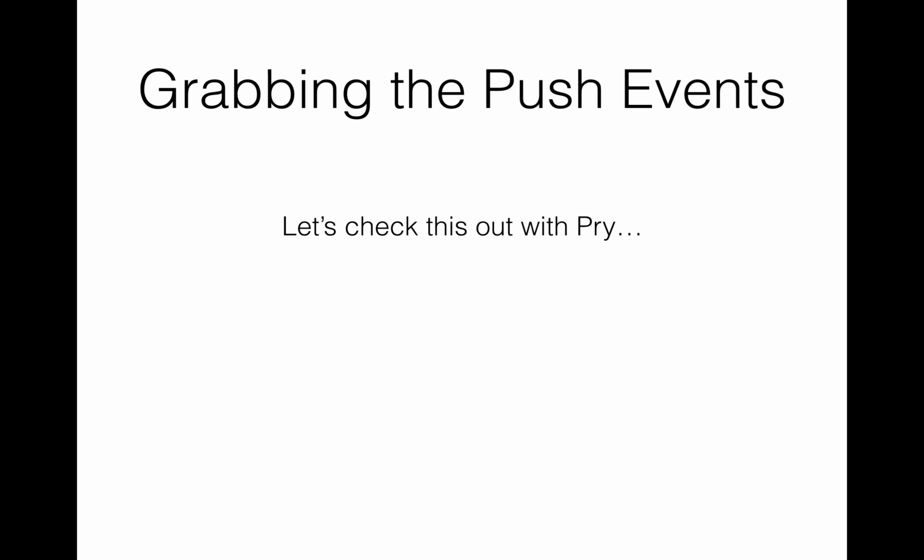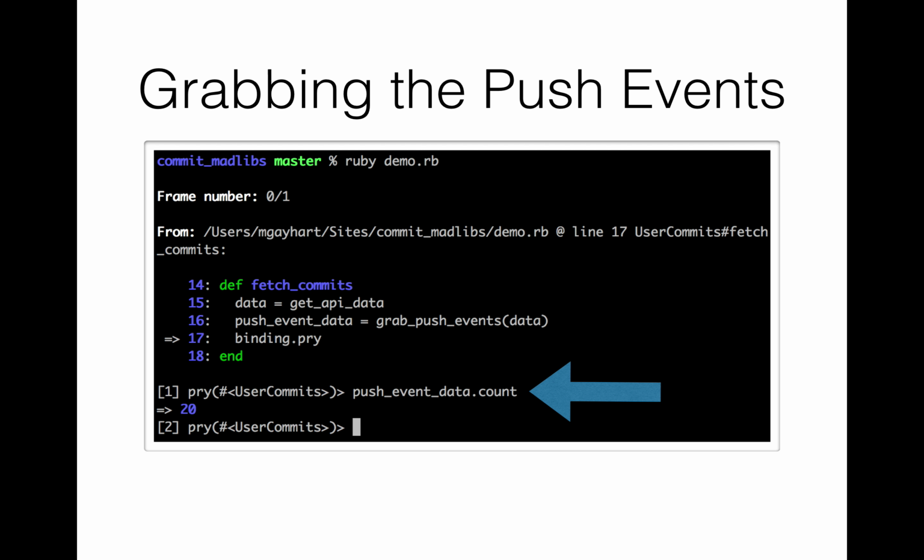So let's check this out with pry. Did it work? So if we run our code again, put the pry at the bottom, let's see push event data.count. We got 20, which means that we knocked some out. So that's a pretty good sign.